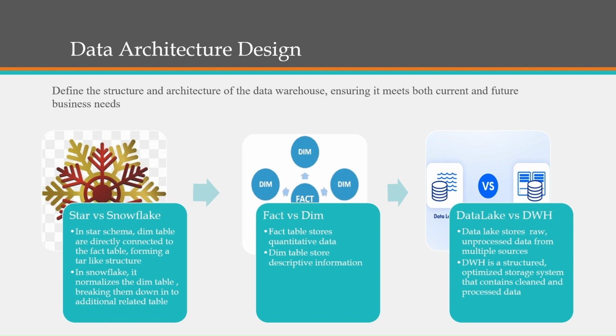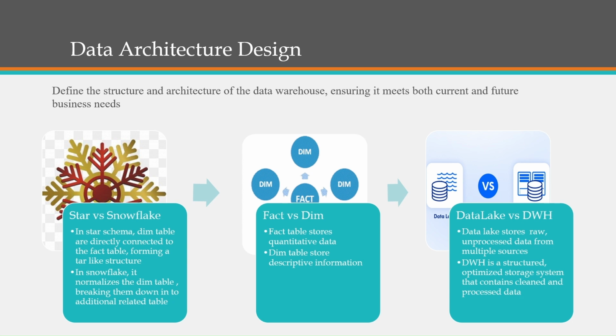A data lake is a large, flexible storage repository that stores raw, unprocessed data from multiple sources. It can store structured, semi-structured, and unstructured data. While a data warehouse is a structured, optimized storage system that contains organized, cleaned, and processed data.